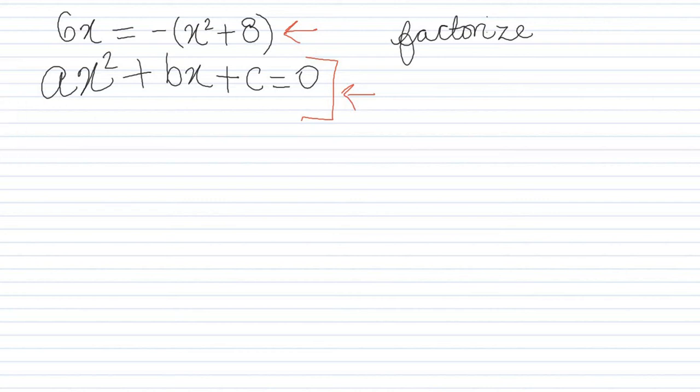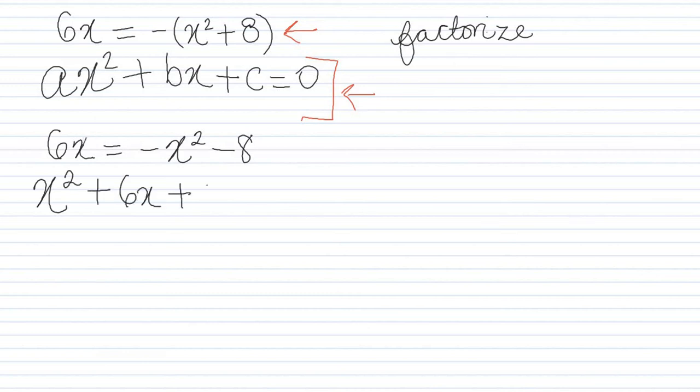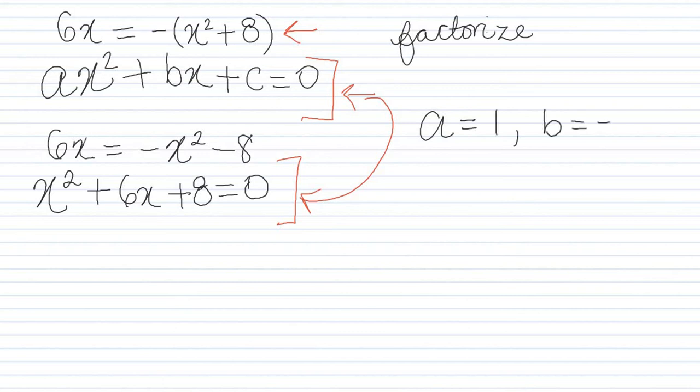To do that, we have 6x equals negative x squared minus 8. So what you end up with is x squared plus 6x plus 8 equals 0, and this is the general form of the quadratic equation. You compare both forms, and looking at both forms, we see that a equals 1, b equals positive 6, and c equals positive 8.